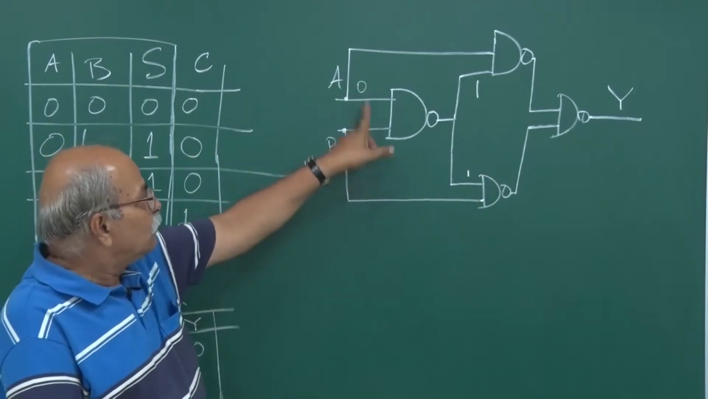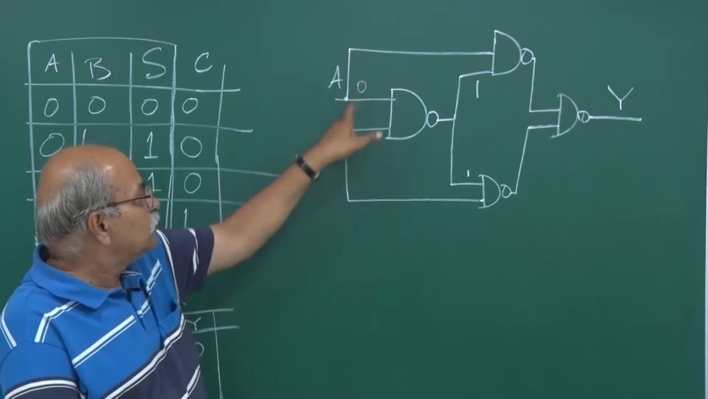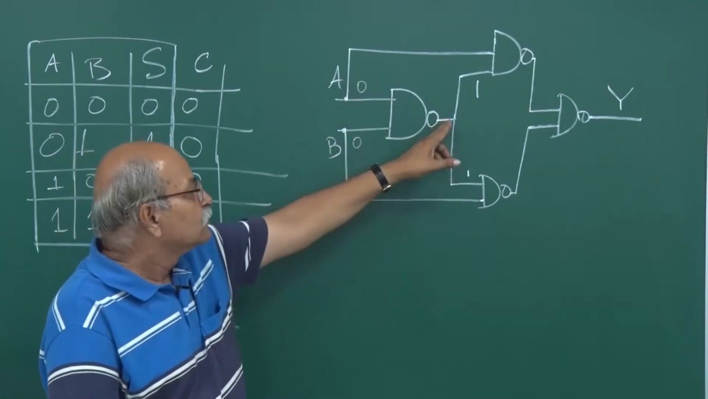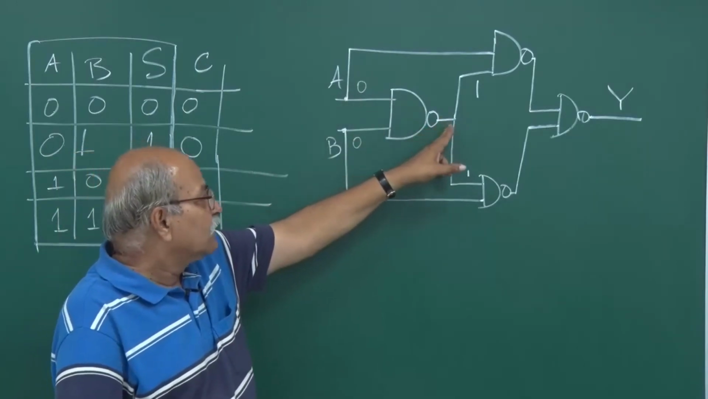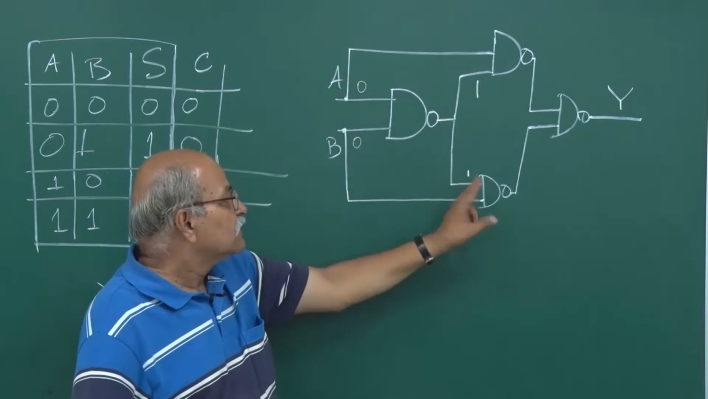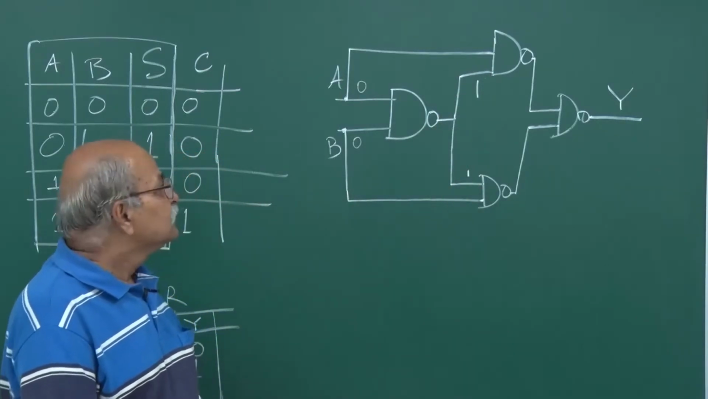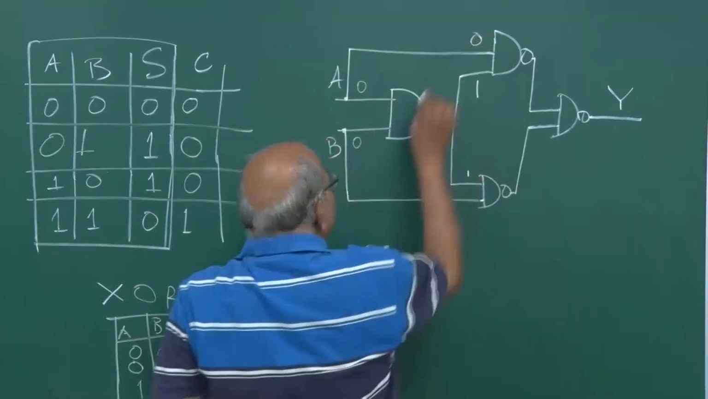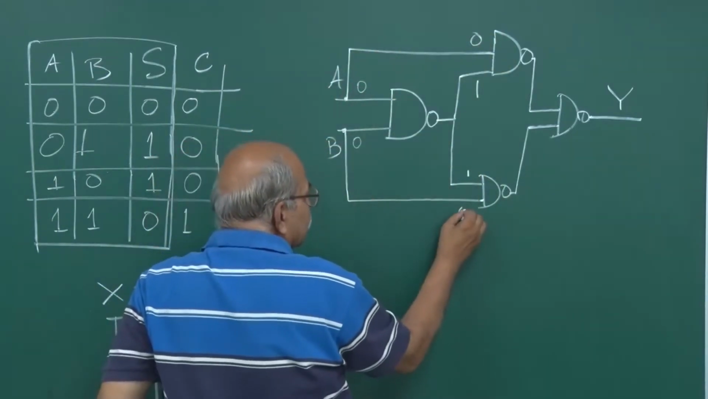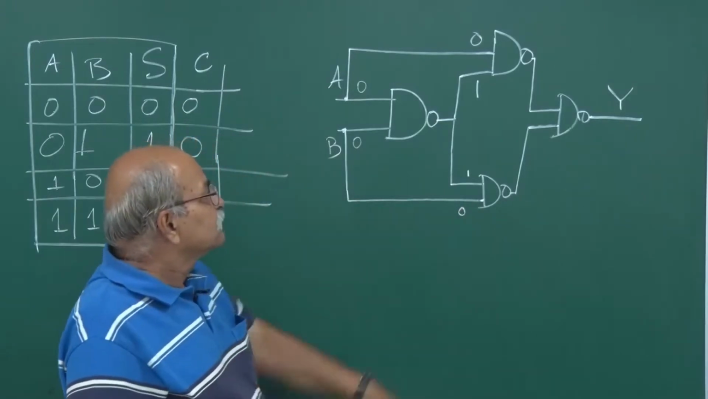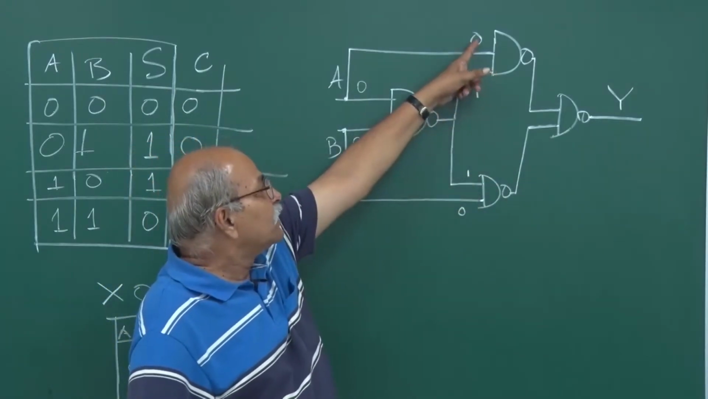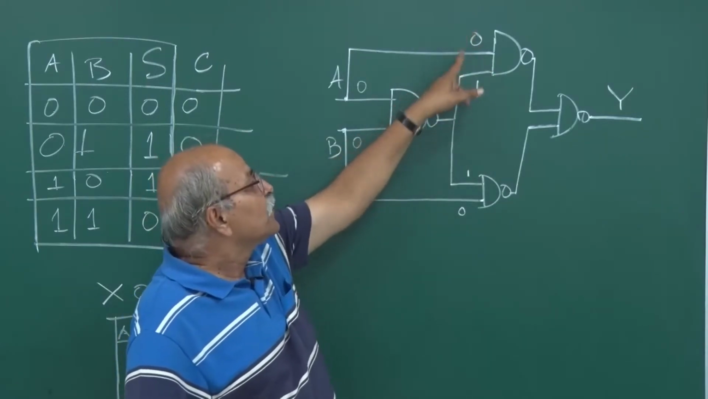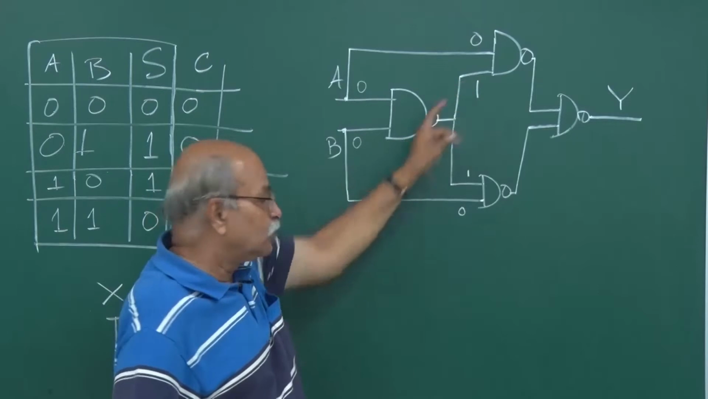Right? NAND of 0 0 will be 1. So this will be the output 1, and that 1 is going here, that 1 is going here. This is 0, so the other input here is 0, and this is 0, so this other input here is 0. Now 0 and 1, AND of 0 and 1 is 0.